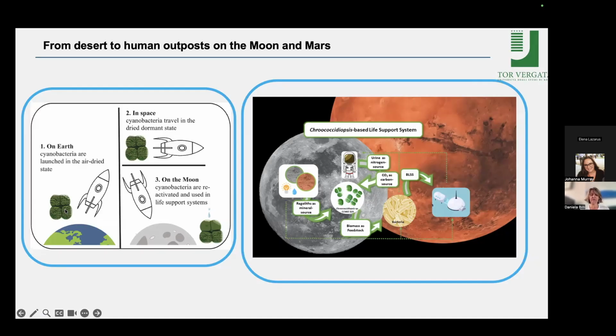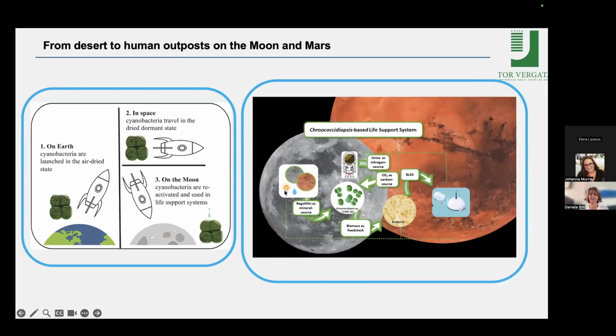We know this for sure because we have the experiment that has been performed outside the ISS, and then we can think that we can rehydrate them once they are, for instance, on the Moon. We have seen just yesterday that our astronaut Luca Parmitano will be the pilot of the Artemis 3 mission. And so once on the Moon, we could rehydrate these cyanobacteria and have them do what?